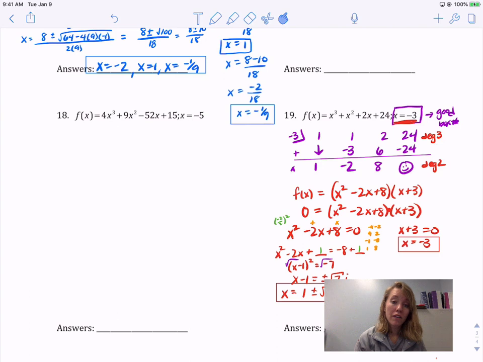So keep practicing on this. Do numbers 16 and 18. See how it goes. I hope your studying goes well for this, and we'll see you next time.